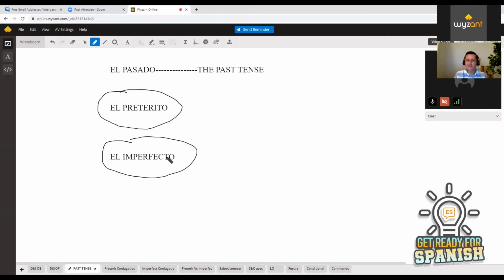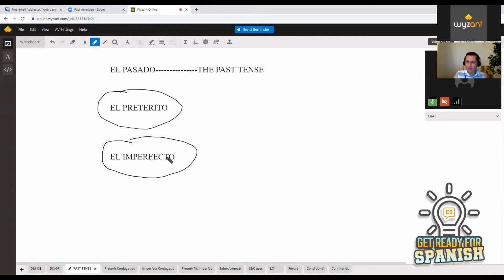It is very easy to conjugate, but it is a little hard to use because you don't have that in English. So if your mother tongue is English, you don't have imperfect tense per se. Okay, you have something similar, but it's not the same. So it can be a little hard to get your head around the idea of the imperfect tense. Okay, but on the other hand, it's very easy to conjugate.